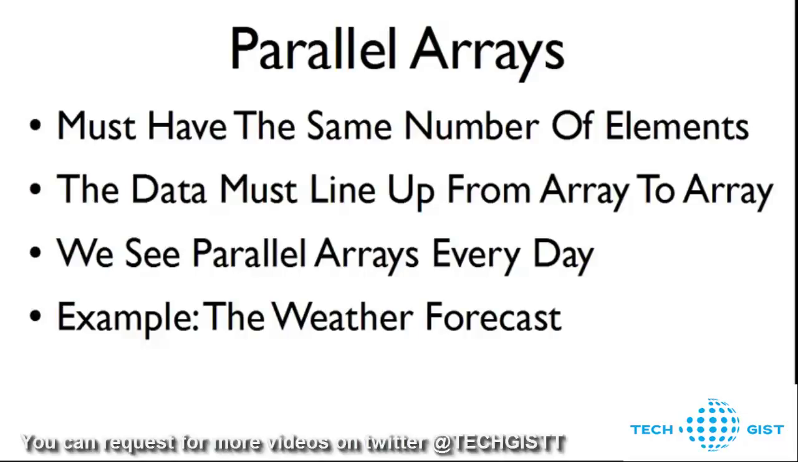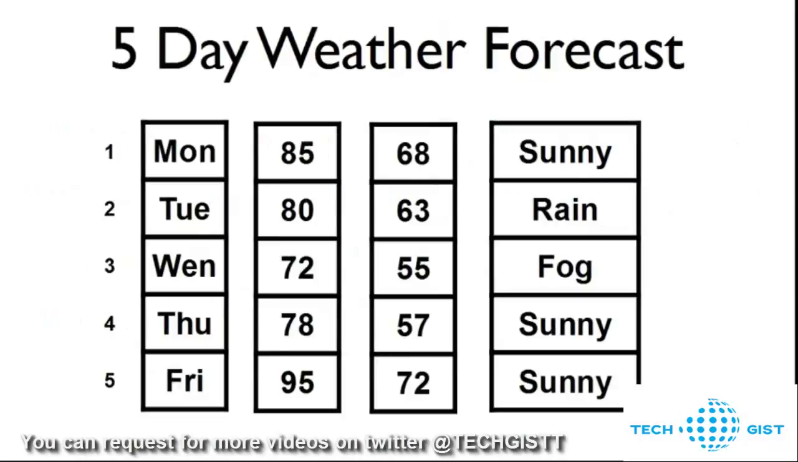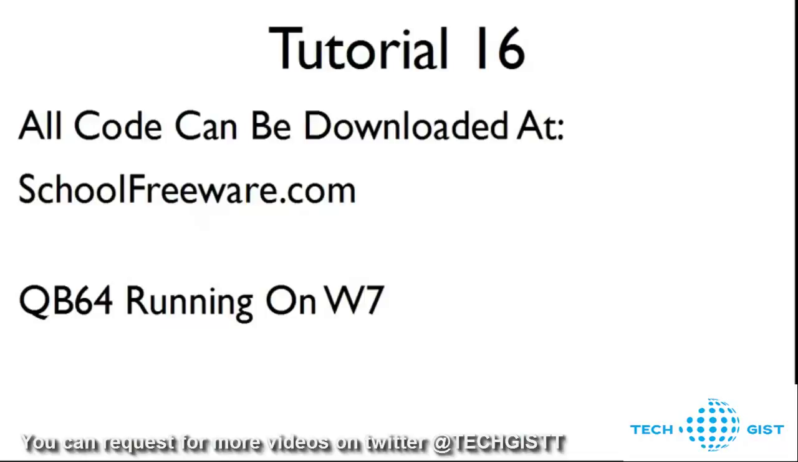For example, within a weather forecast, we may see something like this, where we have an array of day, an array of high temperature, an array of low temperature, an array of the condition of the weather. All code can be downloaded at schoolfreeware.com, and this tutorial will use QB64 running on Windows 7.